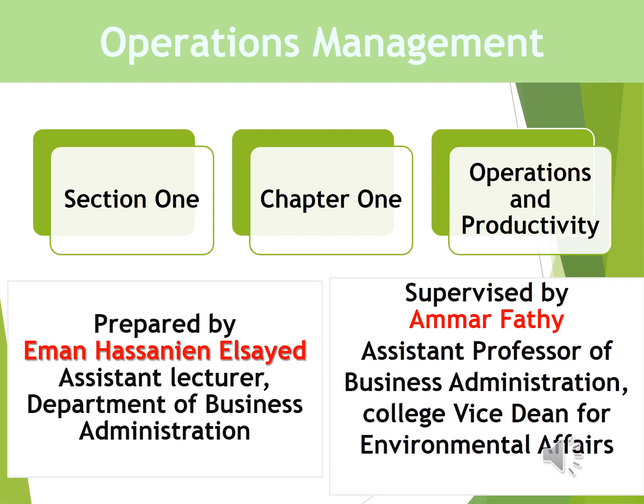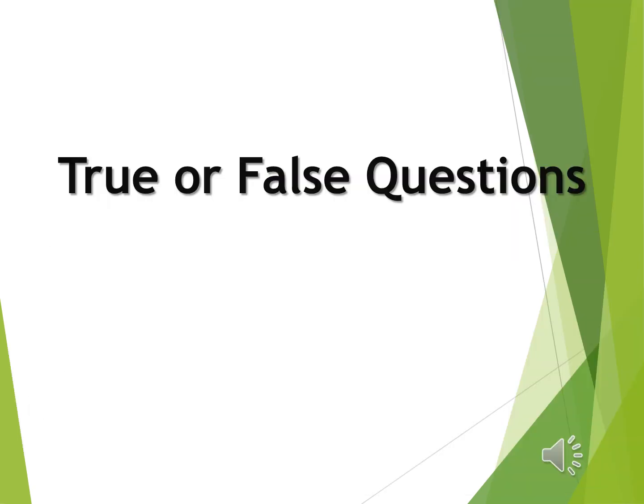Today, inshallah, we will start with the first chapter of this course, and the title of this chapter is Operation and Productivity. When you complete this section, you will be able to define operation management and explain the importance of operation management. We will take today in this section true or false questions only. So let's get started.